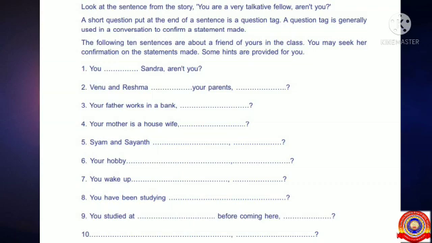The following 10 sentences are about a friend of yours in the class. You may seek her confirmation on the statements made. Some hints are provided for you. Students, now all of you try to do this activity. We will discuss this activity in the online class.